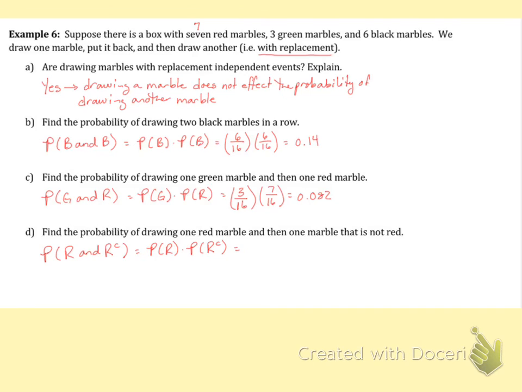Well, how many red marbles do we have? 7. So 7 out of the 16 are red. So how many of these marbles are not red? Well, I have 3 green and 6 black, which means that 9 of these marbles are not red. So 9 out of 16. Could have also used the complement. If I do 16 minus 7, I'll get 9. And again, when we put this in our calculator, we get 0.246.